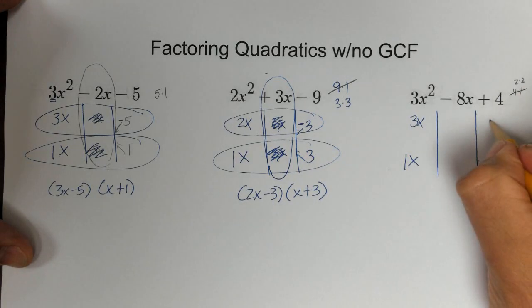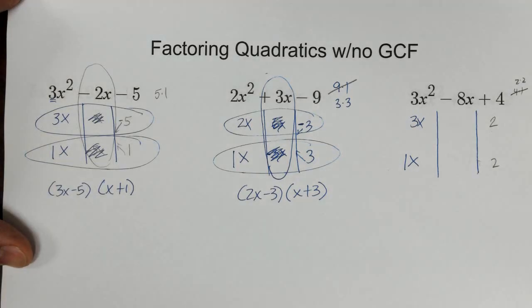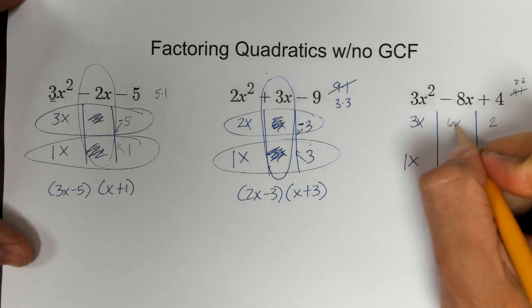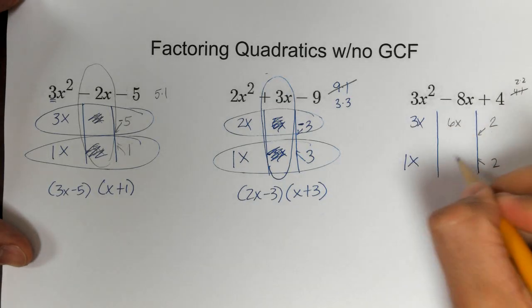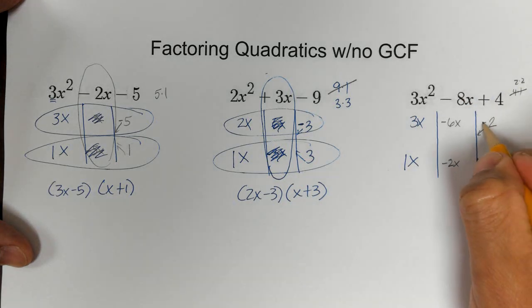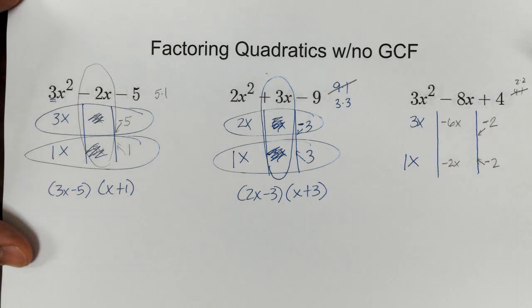So now I have 2 times 2. When I cross multiply, 2 times 3 is 6x, and 2 times 1 is 2x. The only way to combine these two to get a negative 8 is if they're both negative, right? Negative 6 plus negative 2 is negative 8, which means both values must have been negative. And that checks out, right? Negative 2 times negative 2 is still positive 4. And when you add the two negatives, you get negative 8.